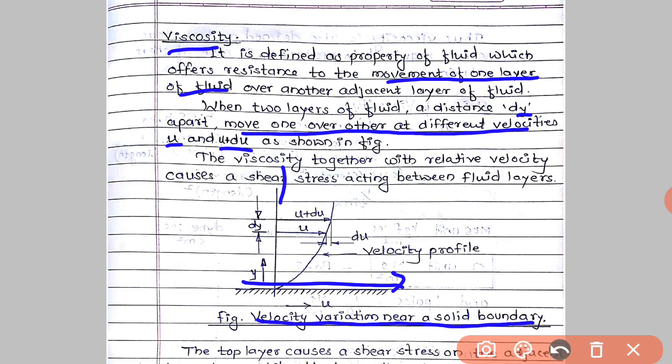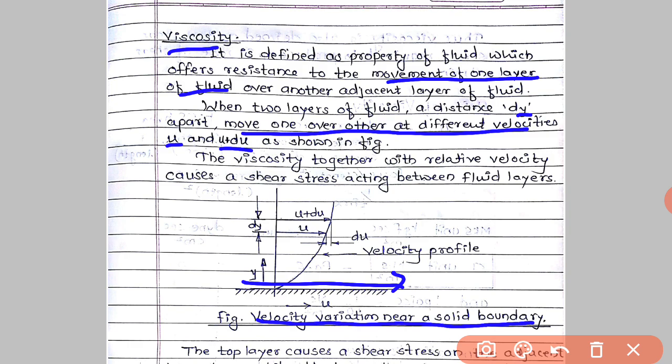See here, on the x-axis velocity is given as small u and on the y-axis distance is given. So consider different layers of flowing fluid. When one layer flows over another layer, it offers resistance to its adjacent layer. For example, we can consider a flowing canal in which we can divide the flow into a number of sheets or layers. So one layer offers resistance to another adjacent layer.